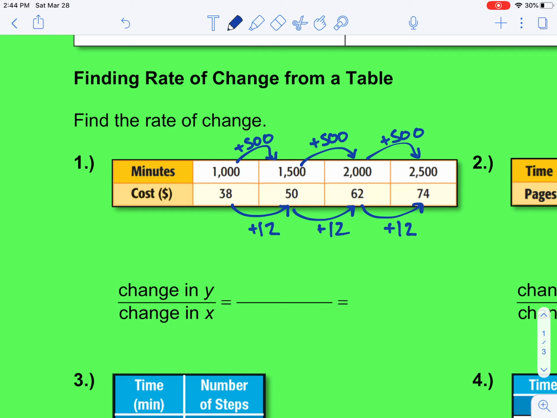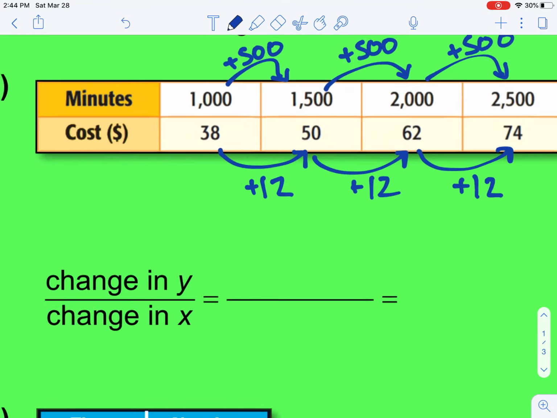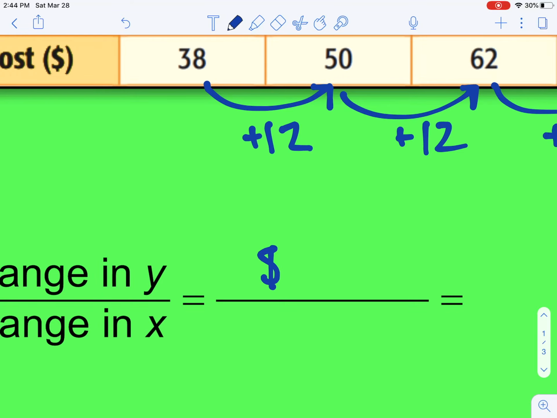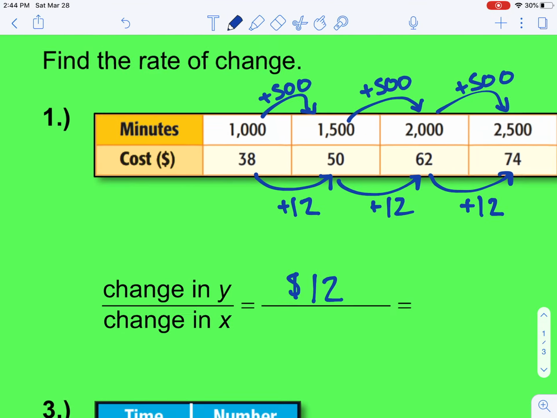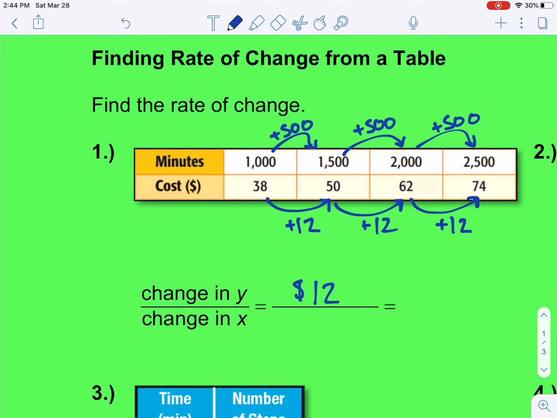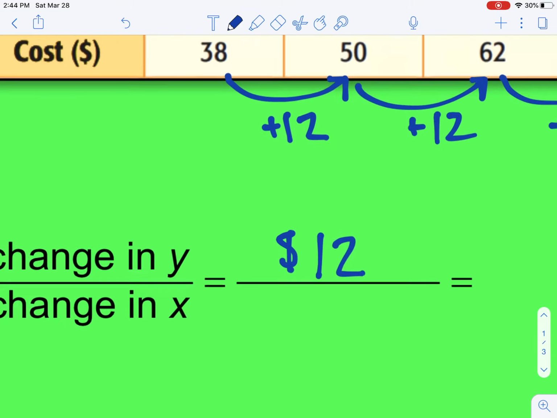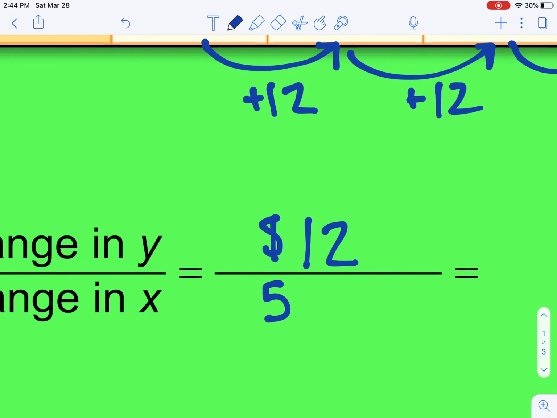Change in y and change in x. So if you remember, we just talked about this. Money is always going to be our change in y. So that change is $12. And then time is always going to be our change in x. So that was 500 minutes.